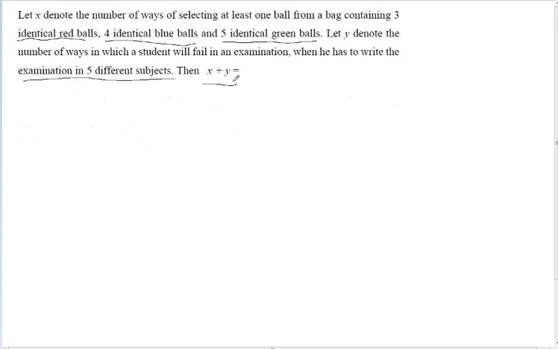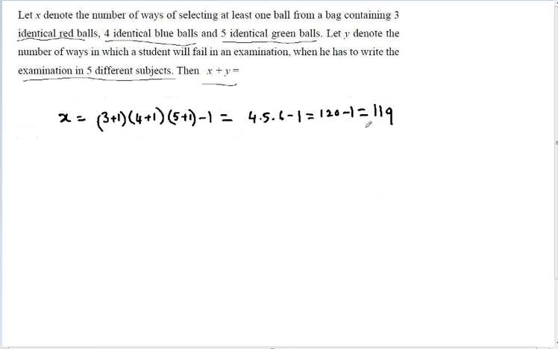Here X denotes the number of ways of selecting at least one ball from a bag containing three identical red balls, four identical blue balls, and five identical green balls. That is, X is equal to (3 plus 1) for three identical red balls, (4 plus 1) for four identical blue balls, and (5 plus 1) for five identical green balls, minus 1, that is equal to 4 into 5 into 6 minus 1. 4 into 5 is 20, 20 into 6 is 120, 120 minus 1 is equal to 119.